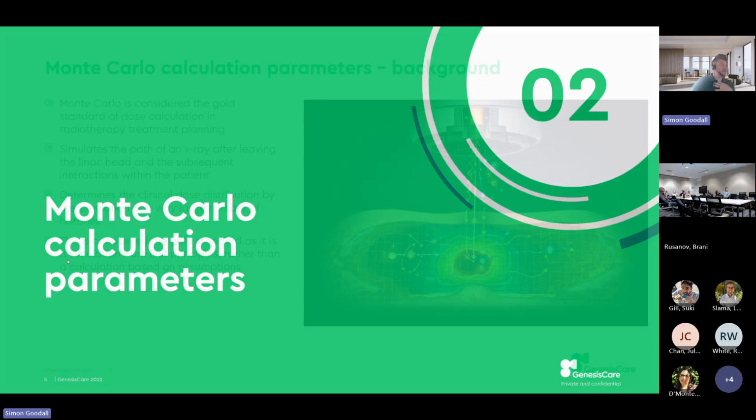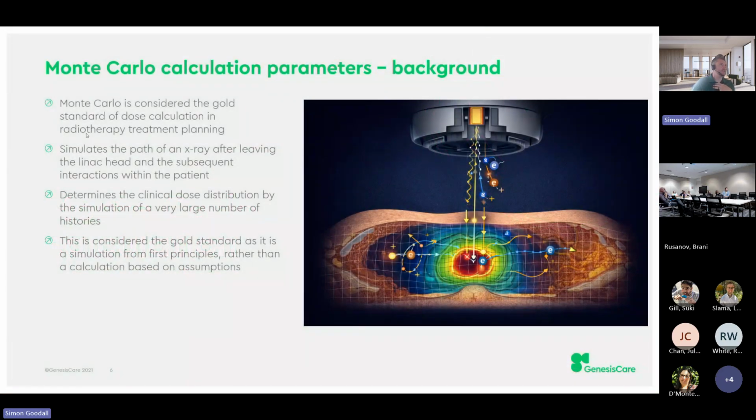For those that aren't familiar, Monte Carlo is generally considered the gold standard of dose calculation. It uses a simulation-based approach to determine dose rather than a pure calculation. We've got a pretty rough diagram here, but what we do in Monte Carlo is simulate the electrons or the photons that exit the Linac head, and then we track them through the patient and model their probabilities of interactions at different points. That's done based on known interaction probabilities of the different photons, electrons and particles as they travel through.